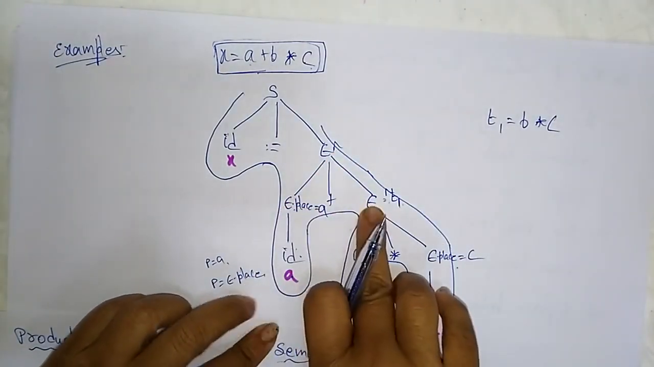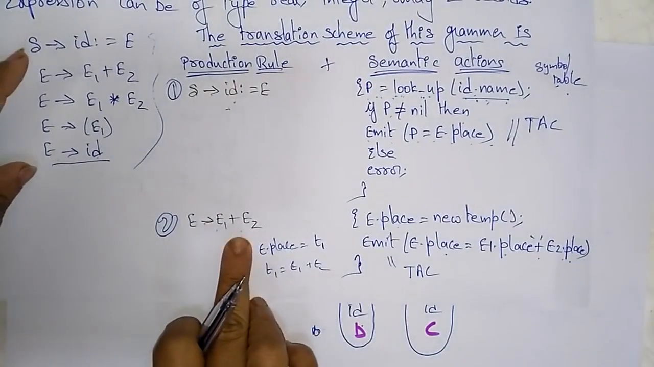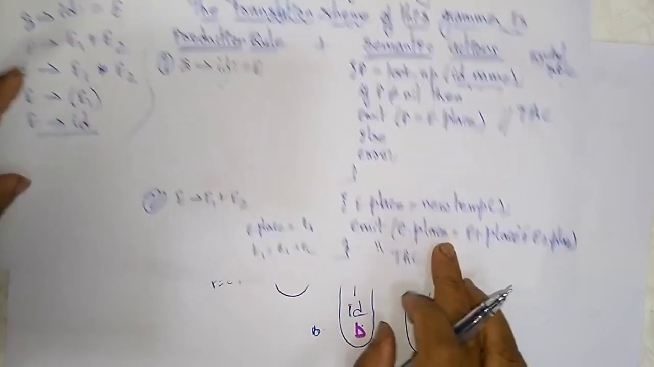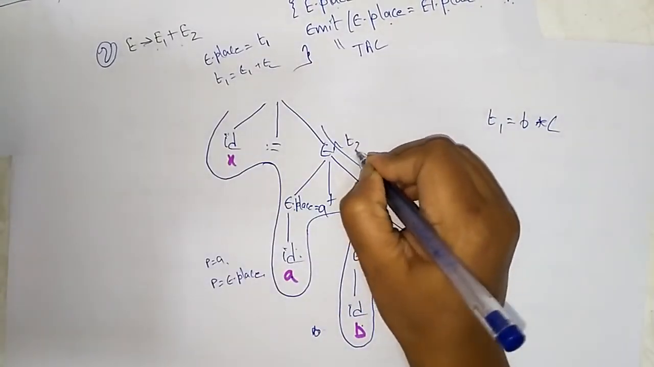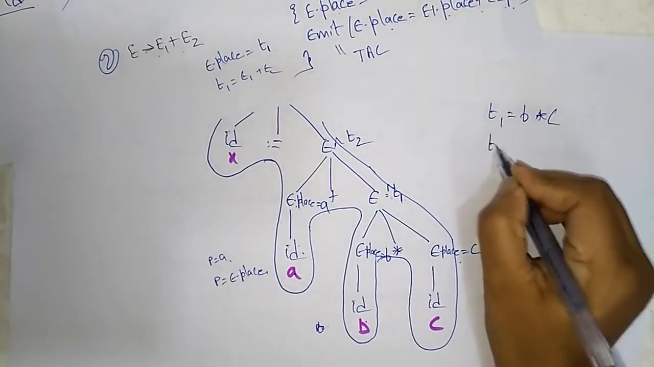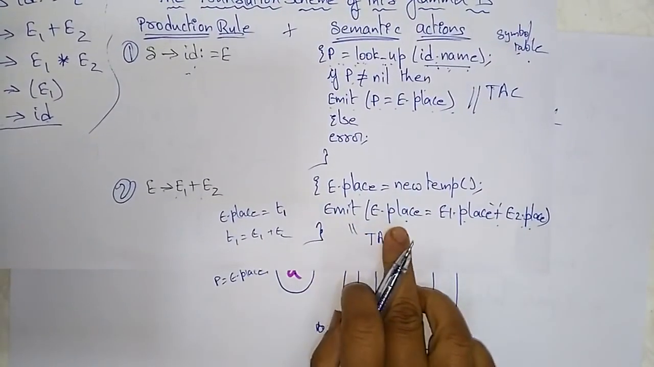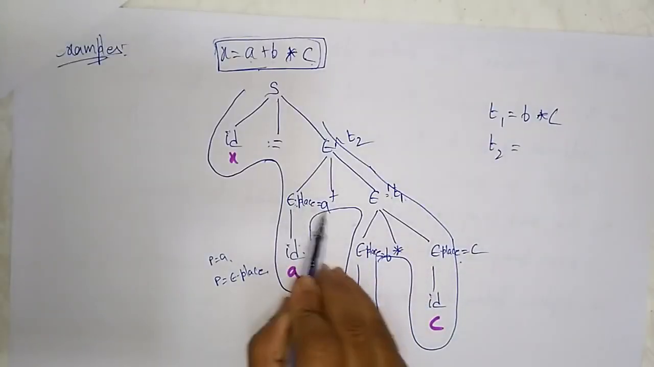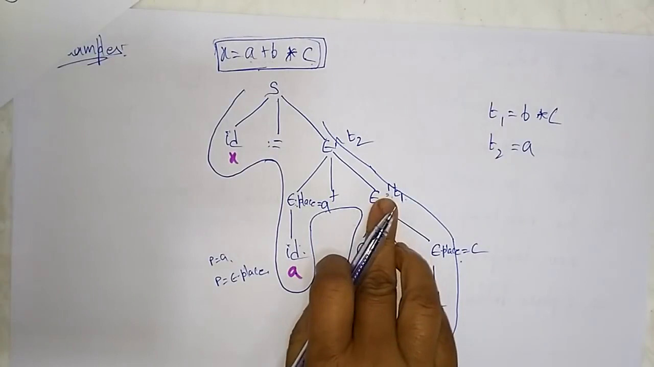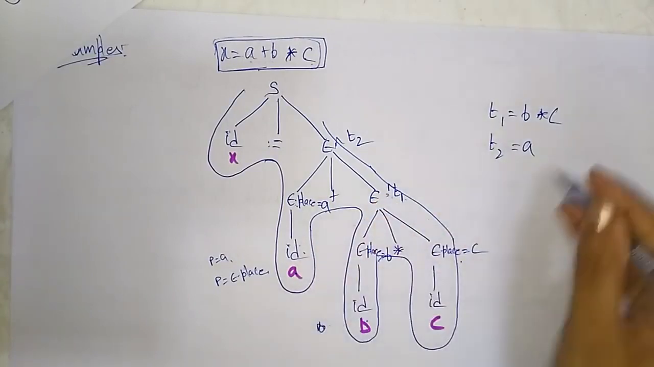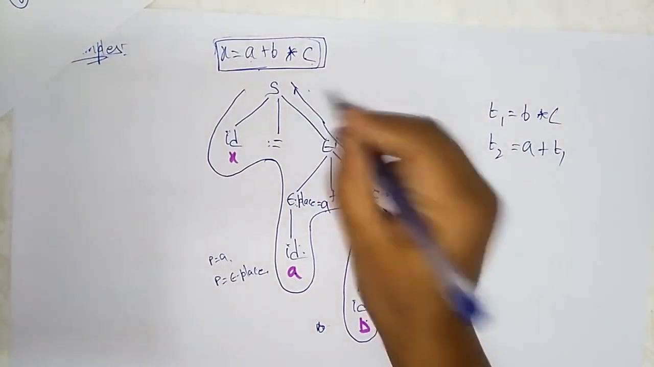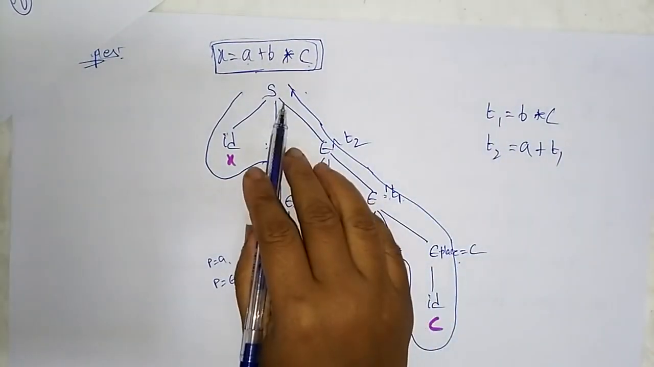Again going up, there is a reduction: E determines E + E. Here E.place is a new temporary variable, let's take T2. For T2, emit E.place = E1.place + E2.place. E1.place is a and E2.place is T1, so T2 = a + T1.